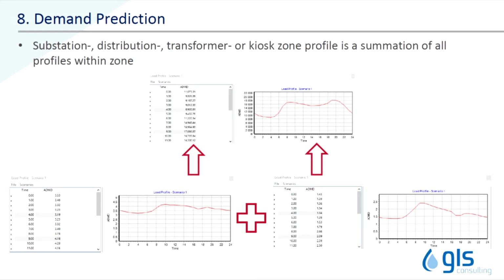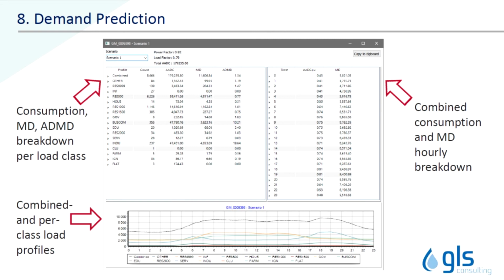This is just to show that the substation, distribution transformer, or kiosk zone profile is a summation of all profiles within your zones. At different supply points, you can view composite load profiles and see how its downstream loads summate to form its composite load. You can view the consumption, the maximum demand, and the ADMD breakdowns per load class. At the bottom, you can see the combined and the per class load profiles, and on the right hand side, you can see the combined consumption and your maximum demand hourly breakdowns.